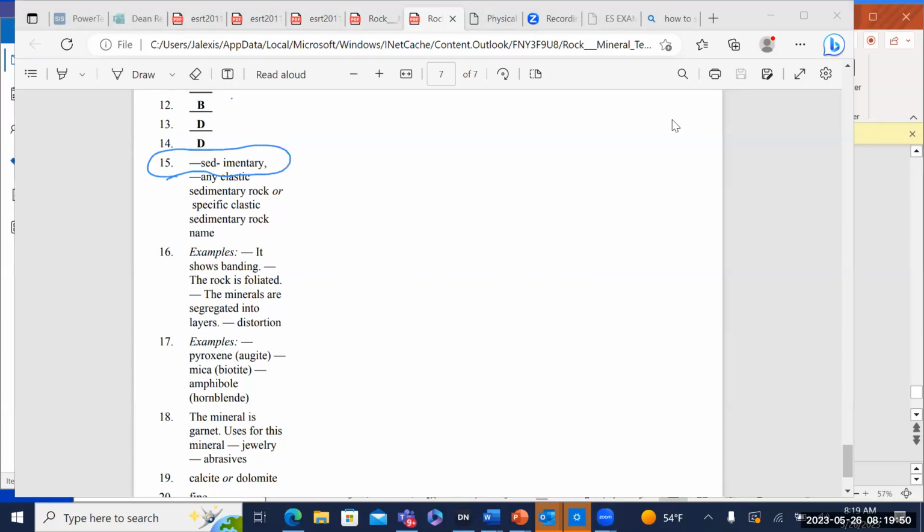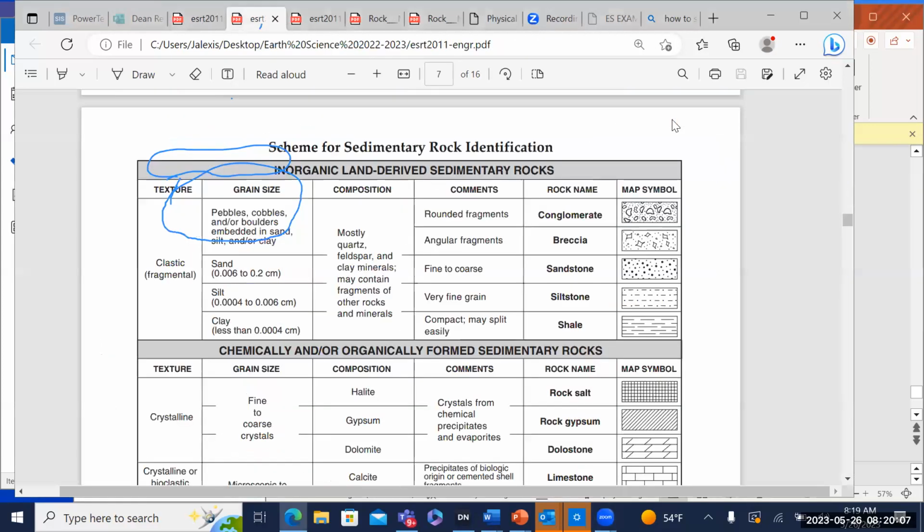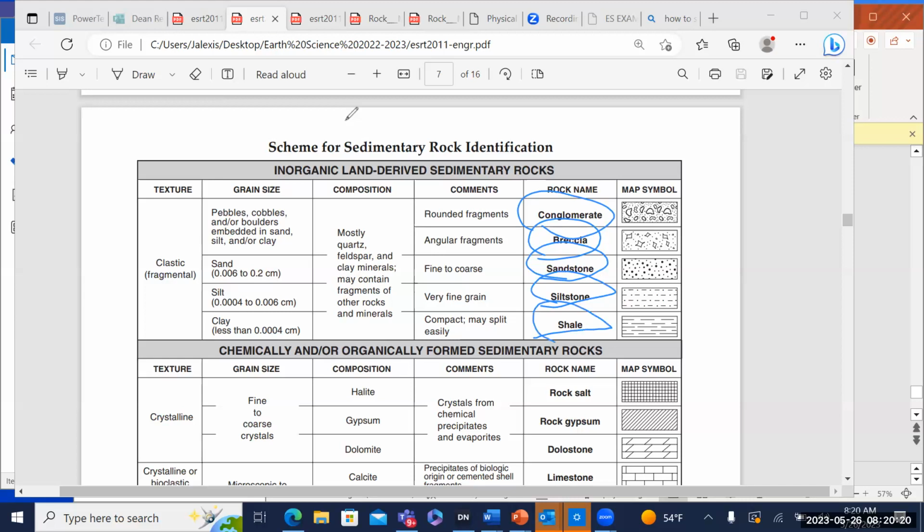Sedimentary rock. Now, the answer key also suggested that you could say sedimentary rock, or if you specified any type of clastic sedimentary rock. So within your answers, if you included, let's go to page 7, any type of clastic sedimentary rock, such as conglomerate, breccia, sandstone, siltstone, and shale, that would also be correct too.